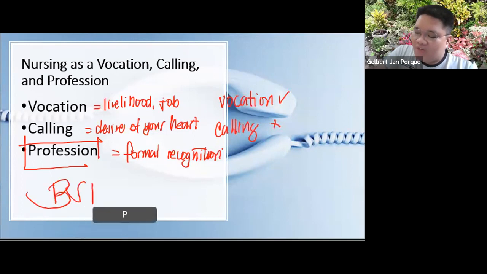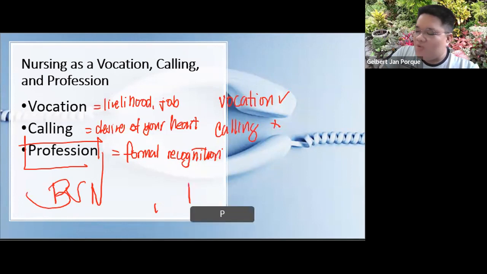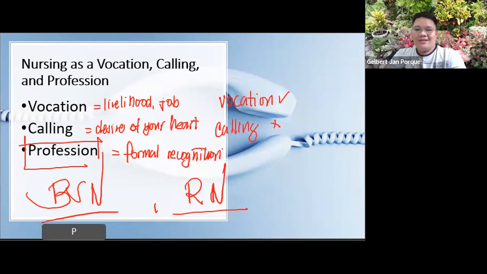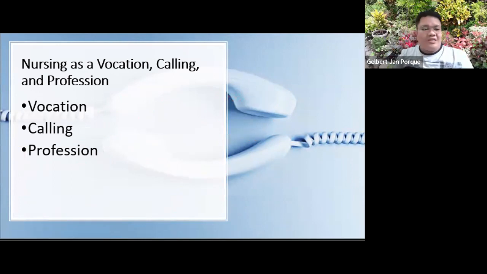You need to finish the 4-year course being prescribed. That's your BSN. And then you need to pass the board examinations for you to become a registered nurse. Okay, so that's the time that you will be considered to be a professional nurse. When you pass the education, and then you have passed the examinations that are given for you to be considered nurses. So if you would look at it, nursing is actually a calling, a vocation, and at the same time, a profession.